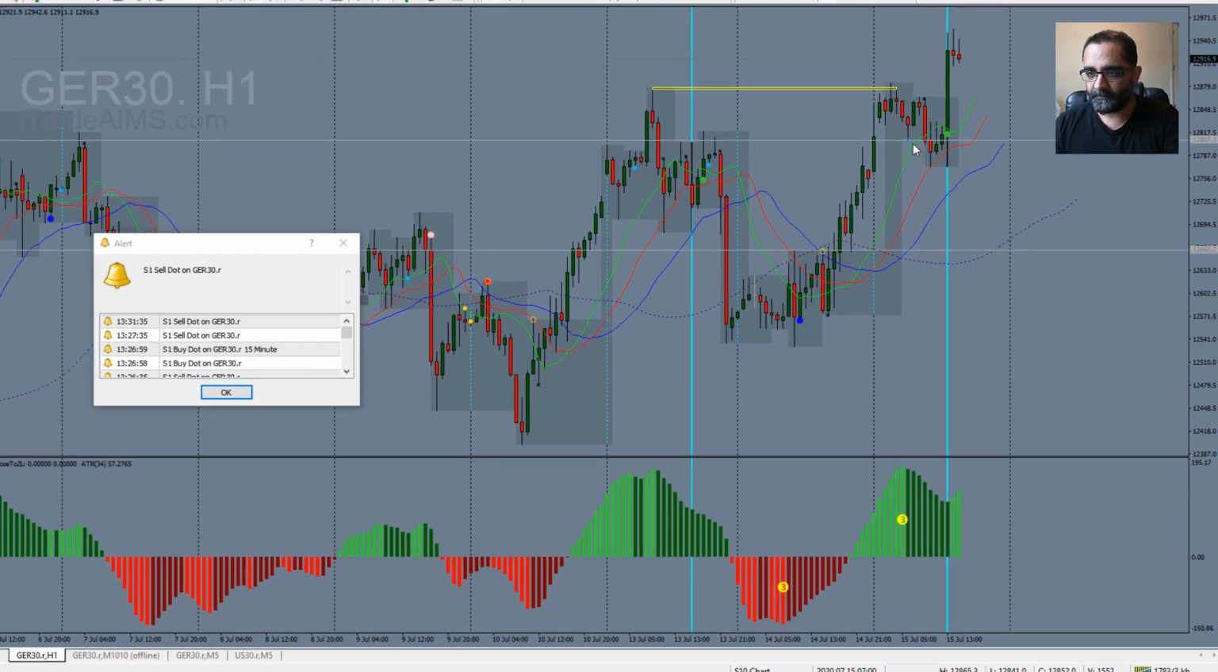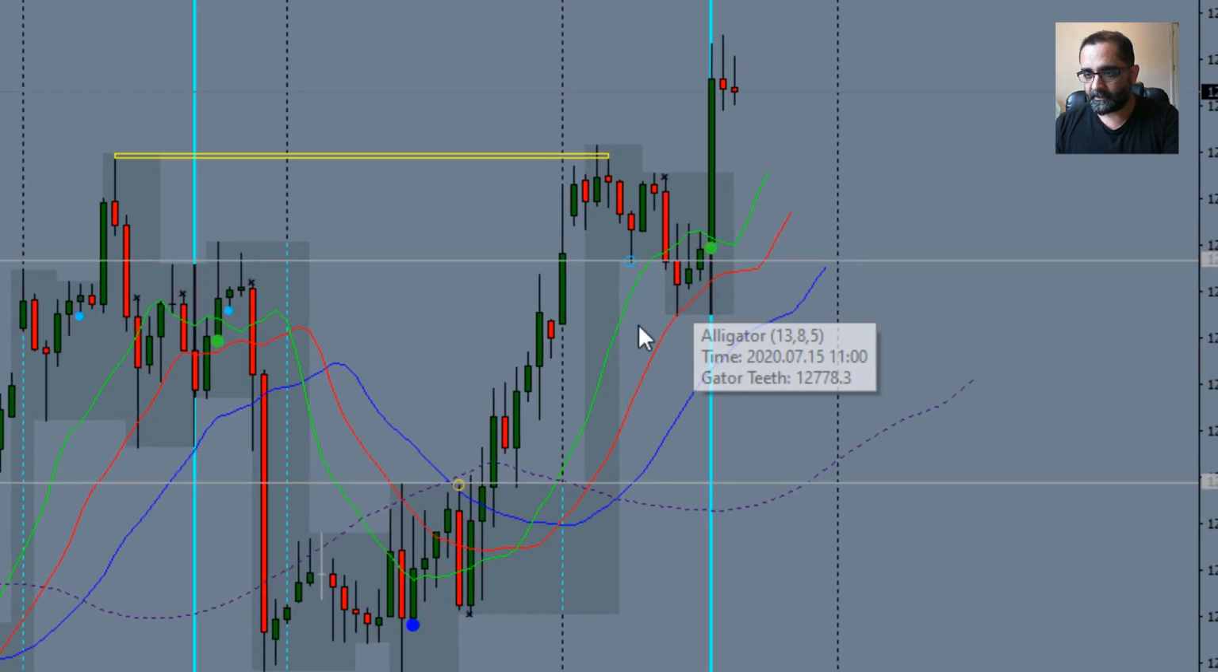If you look at this, it is a stepping up pattern. As you can see, step up, and step up. There's one step down, but this is what it is. So basically it is a series of higher highs and higher lows. This is a higher low, this is a higher low, this is not a higher high, but this is a higher low, and this is where the gator helps us as well.